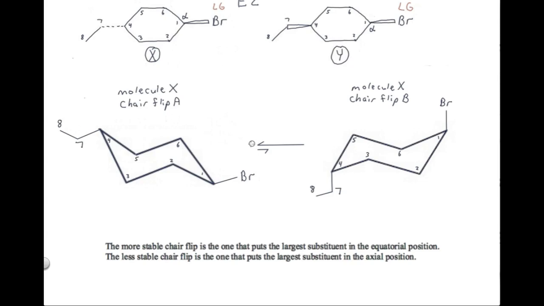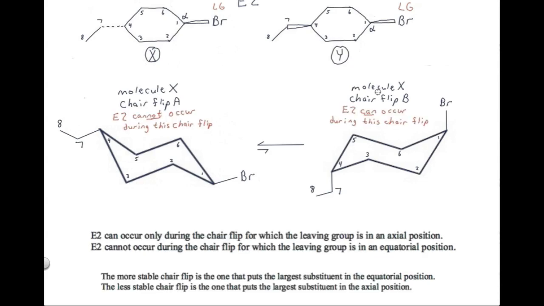Now, in which of these chair flips is E2 possible, and in which of these chair flips is E2 impossible? E2, remember, can occur only during the chair flip during which the leaving group is in an axial position. E2 can't occur while the leaving group is in an equatorial position. So E2 can occur for molecule X only during chair flip B, which puts the leaving group in an axial position. And E2 cannot occur for molecule X during chair flip A, which puts the leaving group in an equatorial position.